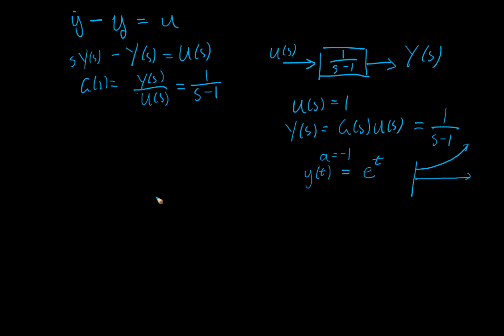Okay, so what happens if we put this in a feedback loop? One of the standard feedback loops that we've been seeing in lectures is you've got some reference signal coming in from the left, and then this goes into a summing junction, and this is going to be a minus sign here.